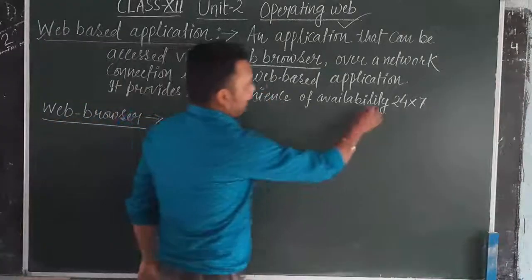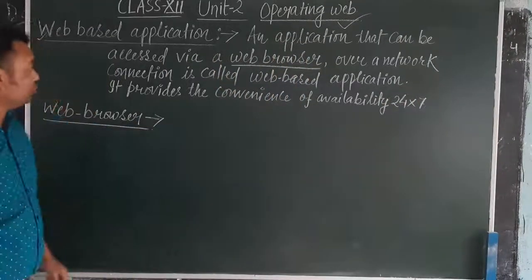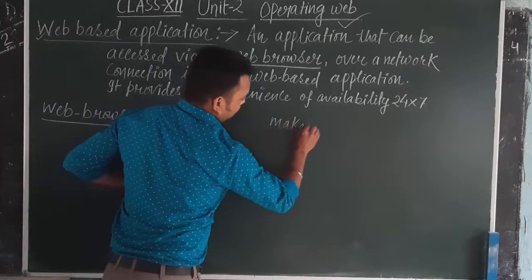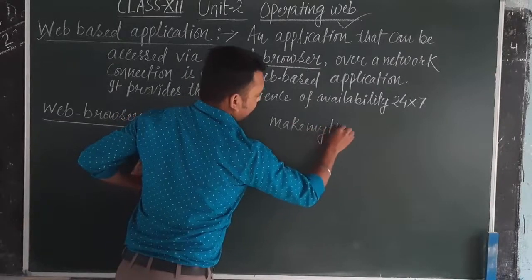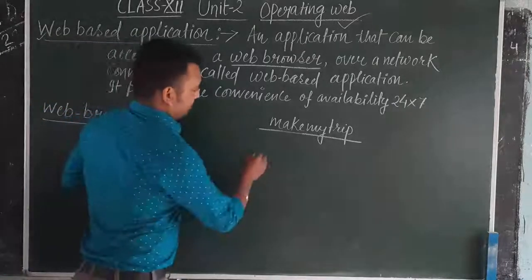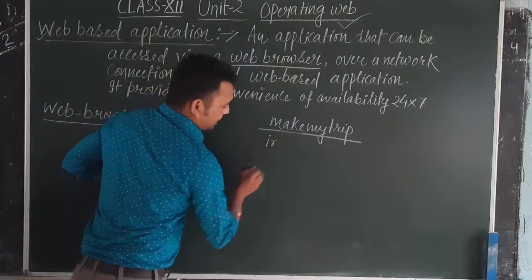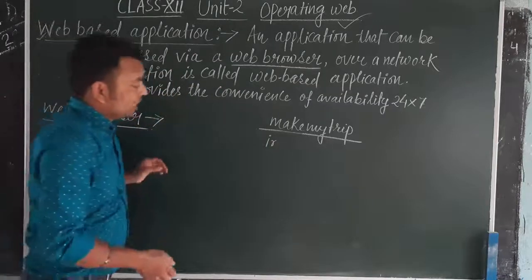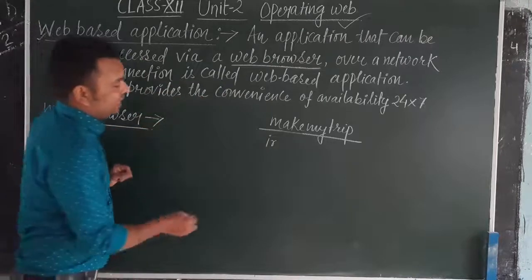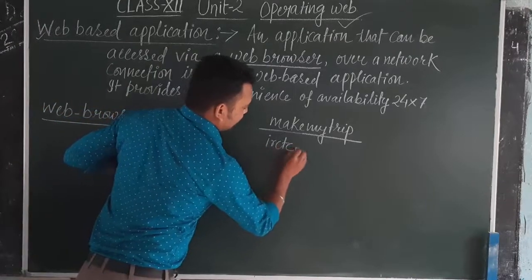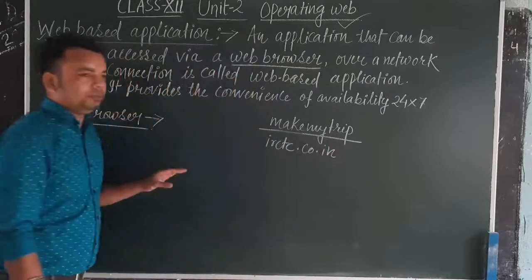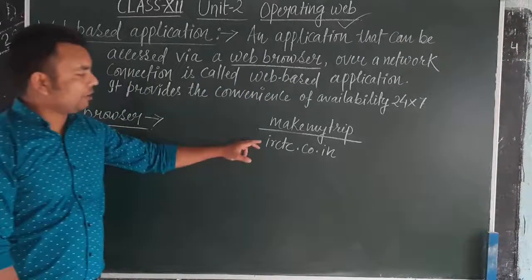For example, you might have gone to makemytrip.com. Make My Trip. Now, what is the purpose of this application? This is an example of web-based application. Similarly, if we want to book tickets in order to move from this location to some other location by means of train, then we generally use this application, irctc.co.in.